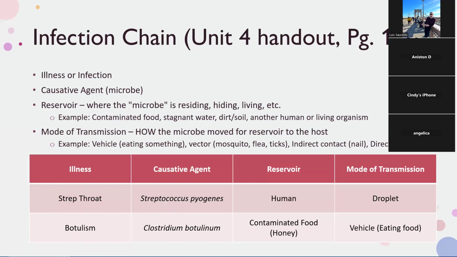So consider botulinum again, your causative agent, that's your microbe. The reservoir, in this case, is typically contaminated food, for example honey, and then your mode of transmission is vehicle, which is you ate the contaminated honey.